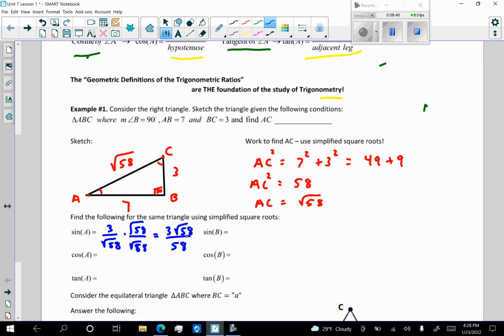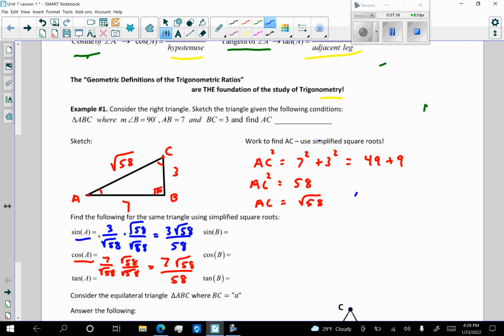In like manner, the cosine of A, which is the adjacent side, the adjacent leg divided by the hypotenuse, is going to be 7 over the square root of 58. I'm going to multiply that by square root of 58 over square root of 58. Looks like I'm going to run out of room here for the tangent, and that is going to be 7 square root of 58 over 58. That's the cosine of A right there, written in red. The sine of A is written in blue.